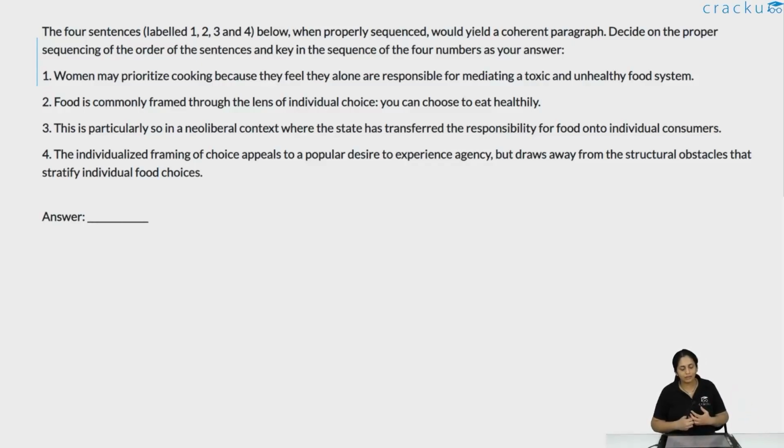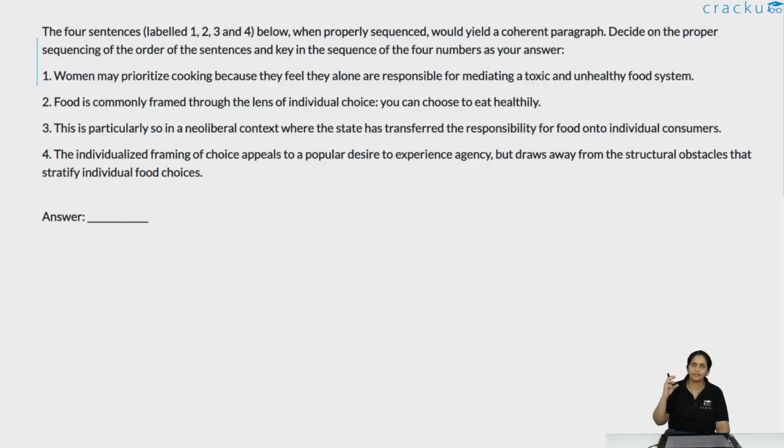Women may prioritize cooking because they feel they alone are responsible for mediating a toxic and unhealthy food system. Food is commonly framed through the lens of individual choice. You can choose to eat healthy. This is particularly so in a neoliberal context where the state has transferred the responsibility for food onto individual consumers. The individualized framing of choice appeals to a popular desire to experience agency, but draws away from the structural obstacles that stratify individual food choices.